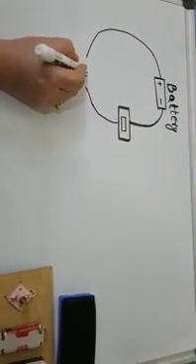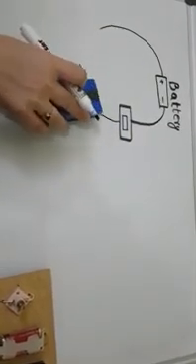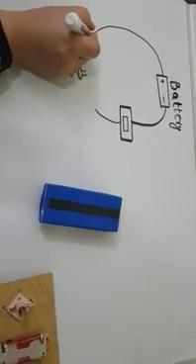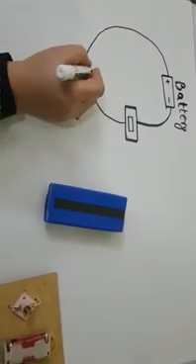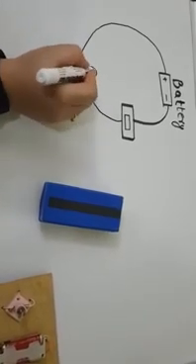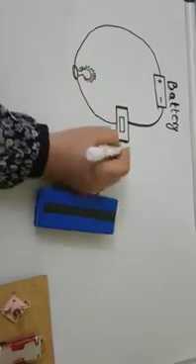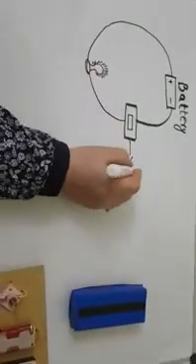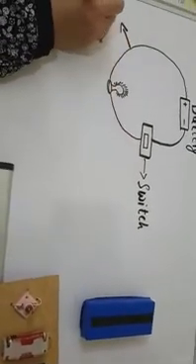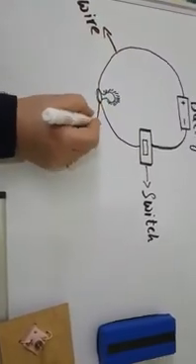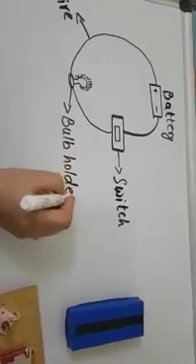Bulb holder, bulb, and wire is connected to the bulb here. Switch, wire, bulb holder, bulb.